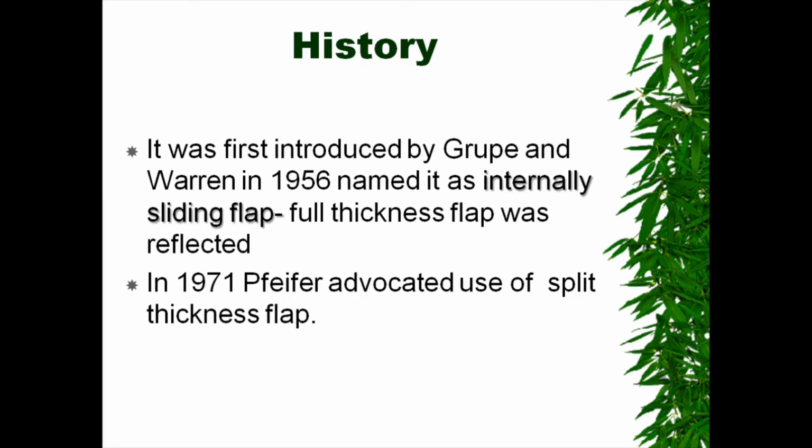Coming on to the history of the lateral sliding flap, it was first introduced by Grupe and Warren in 1956, and they named it the internally sliding flap. In this, a full thickness flap was reflected to cover the recession. In 1971, Staffileno advocated the use of a split thickness flap because with a full thickness flap there were chances of gingival recession at the donor site.